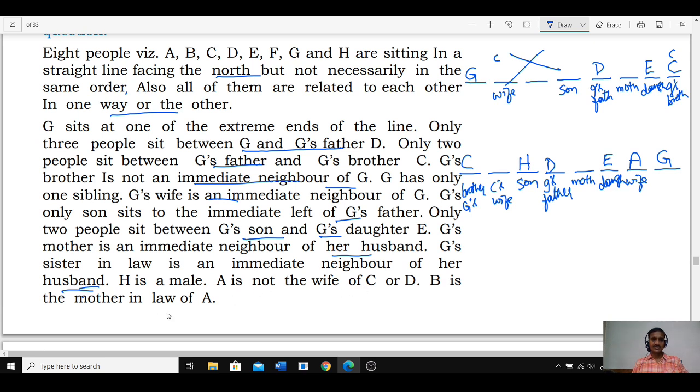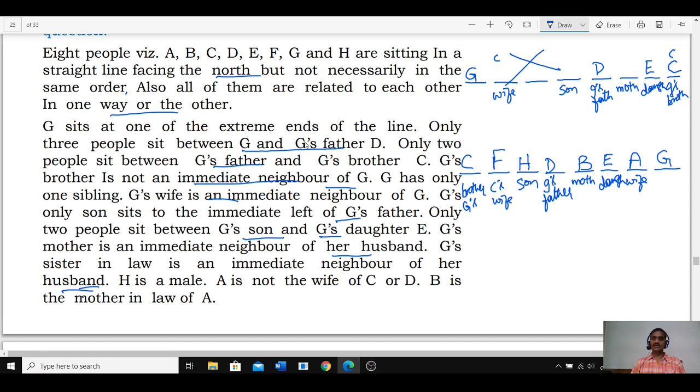And B is the mother-in-law of A. That means A's husband's mother is B. Hence B is. If B is here, then tell me who is the person left over here? A, B, C, D, E, G and H, F is the person left over.